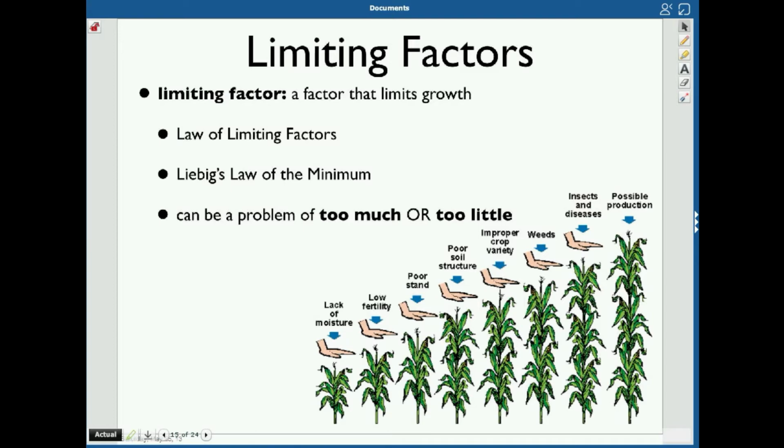So, and again, a limiting factor is anything that limits growth. And we've talked about some of these a little bit, the law of limiting factors, Liebig's law of the minimum, and it's basically you can have too much of something or too little of something. So, for example, people often assume that plants love light, which is true, they do, but you can have too much light. There are some plants that are considered shade plants, and if you put them out in the middle of a field where there's no shade, they'll actually die and won't do well because they've got too much sun. Same with water, right?